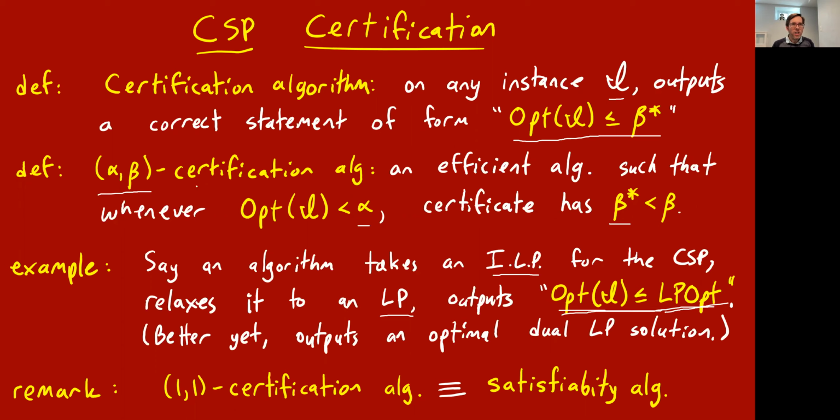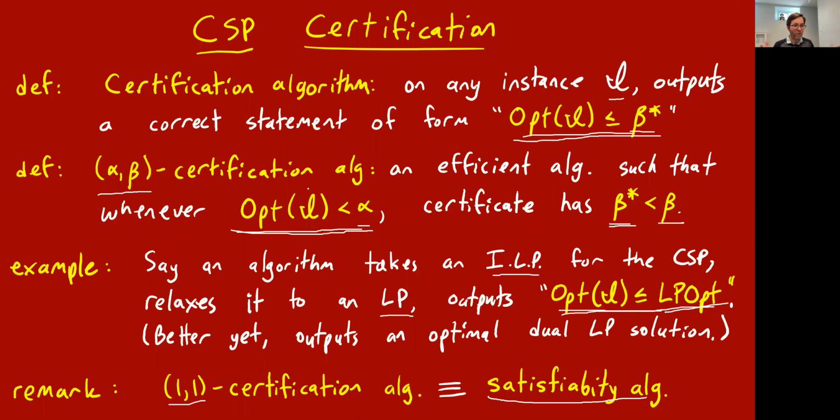And just to get a little warmed up for this alpha beta notion, let's think about what is a 1,1 certification algorithm. It's nothing more than a satisfiability algorithm. Why? Because it's supposed to be an efficient algorithm that has the following property. Whenever the optimum value is strictly less than 1, so whenever it's unsatisfiable, the algorithm outputs a beta star less than 1, together with the guarantee that the optimum is less than 1. So whenever the instance is unsatisfiable, it is guaranteed to say, I certify this instance is unsatisfiable.